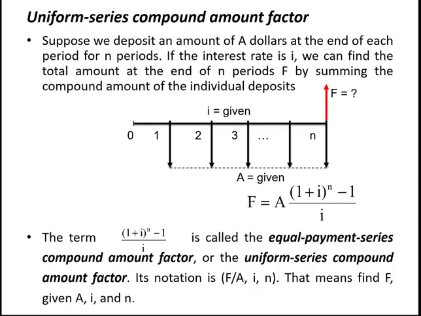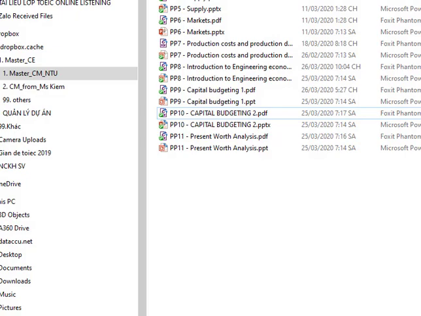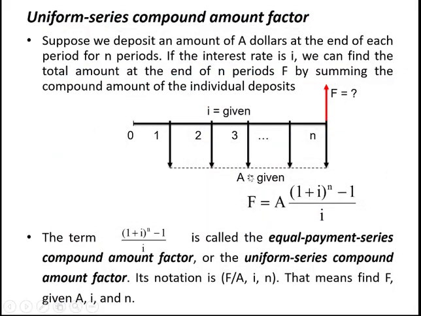Look at the figures. We can see that suppose that we have uniform series A. The number of compound periods is n: 0, 1, 2, 3, and so on, n. And we have a given interest rate small i. So you have to find the future worth here. What is the future worth? F.